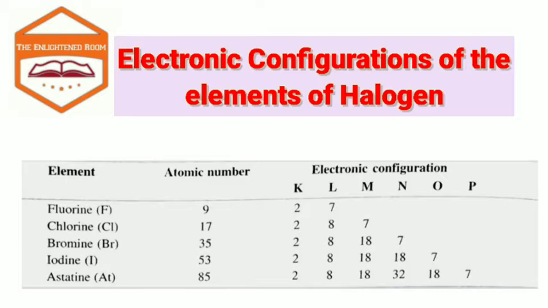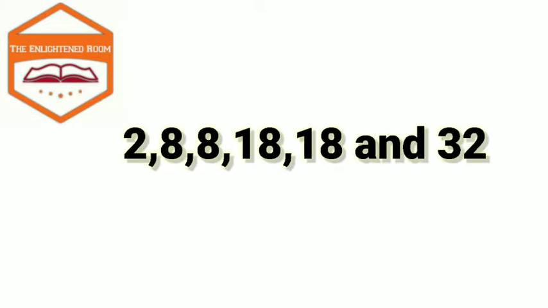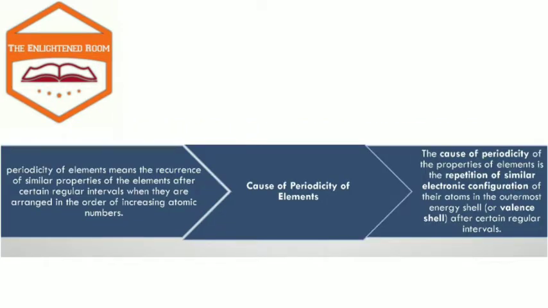So you can conclude that the cause of periodicity in the properties of the elements is the repetition of similar electronic configuration after certain regular intervals. These regular intervals are 2, 8, 8, 18, 18 and 32, and these are known as magic numbers. So you can say that elements having similar electronic configurations show similar chemical properties. So it could be said that the periodicity in properties of elements is due to periodicity in their outer electronic configurations.